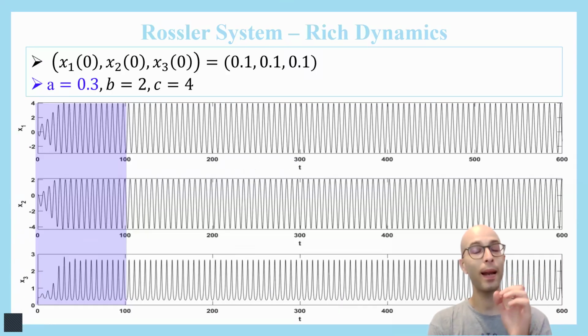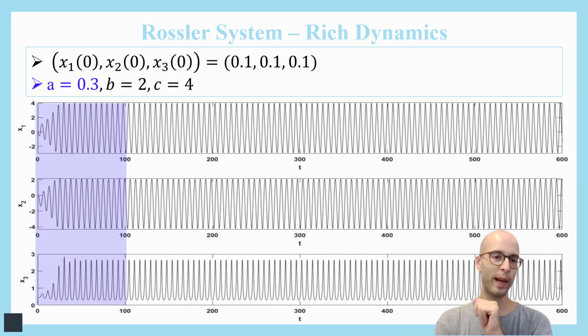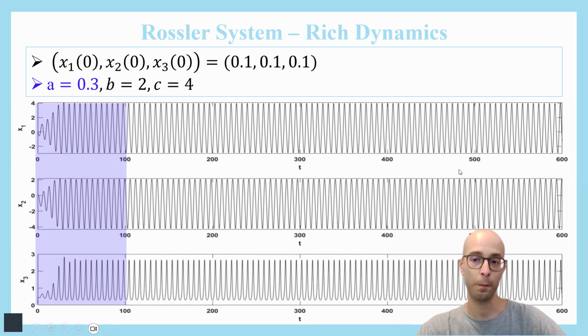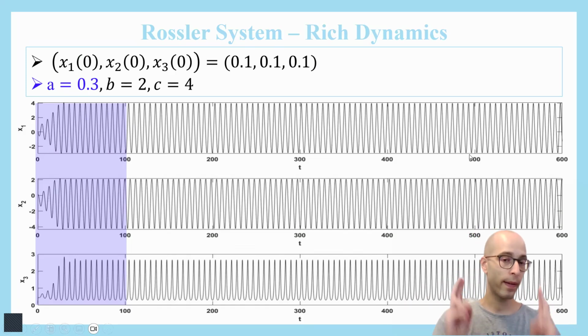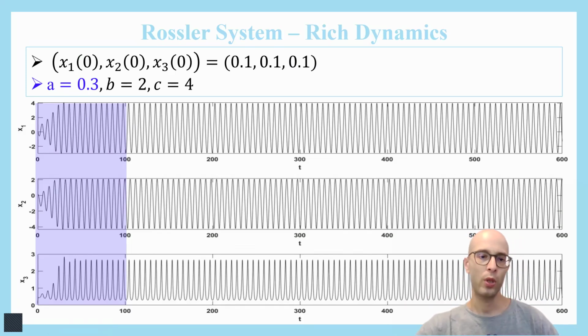Let me show you, for example, another solution of the system for a different set of parameters. I have kept B and C the same, and A, instead of 0.45, I have set to 0.3. And for 0.3, we obtain this solution right here, for 600 seconds. First of all, let me note something very important that we are going to use in the future. You see that I have marked with blue the first few seconds of simulation. The system starts from the initial condition, does some oscillation, and eventually, after 30 or 40 seconds, settles into a repeating pattern.